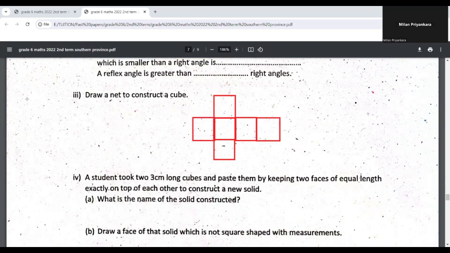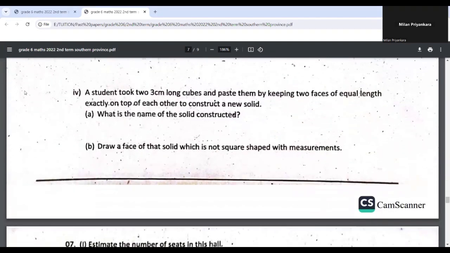The net of a square will be something like this, right? A student took two 3 centimeter long cubes and pasted them by keeping two faces of equal length exactly on top of each other to construct a new solid. Right. So what is the name of the solid constructed? Actually, it has to be a cuboid.